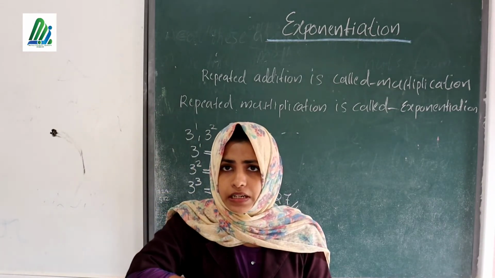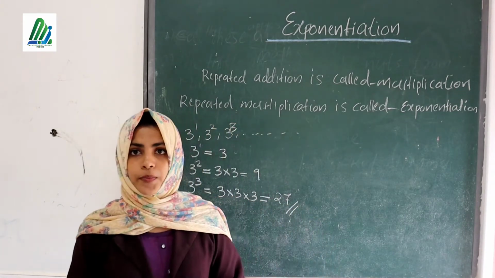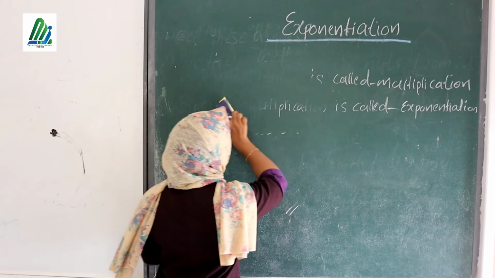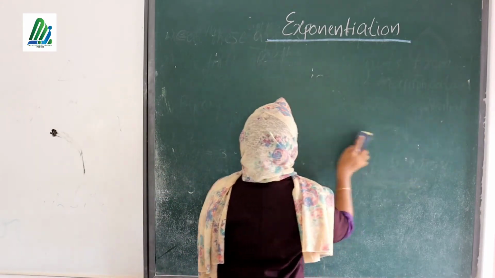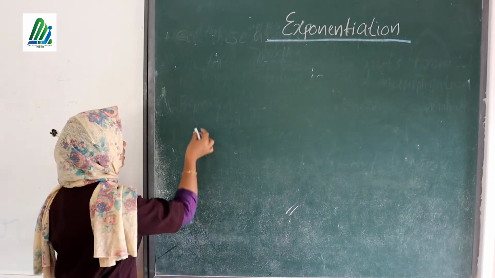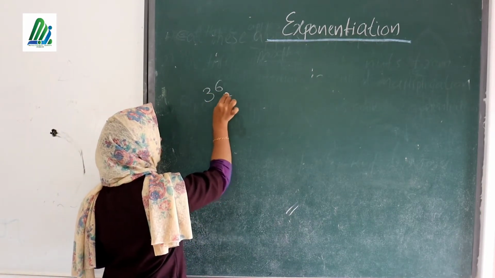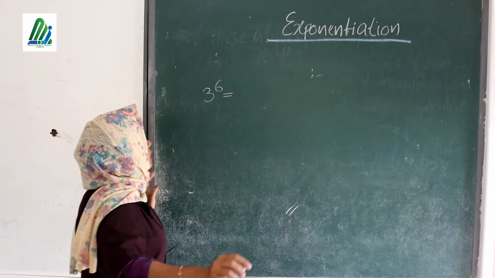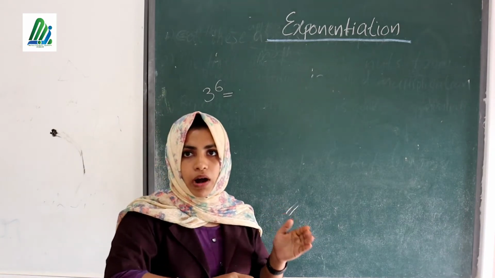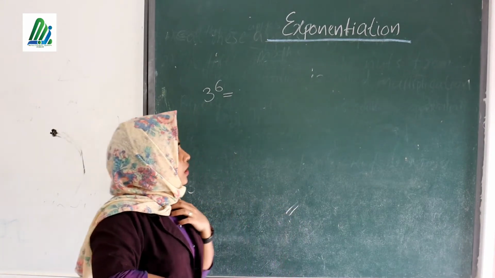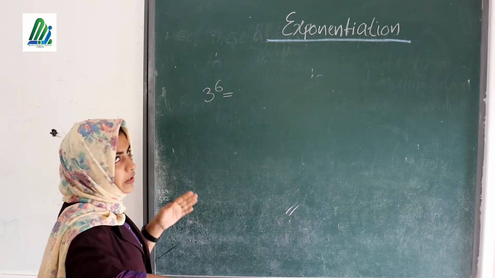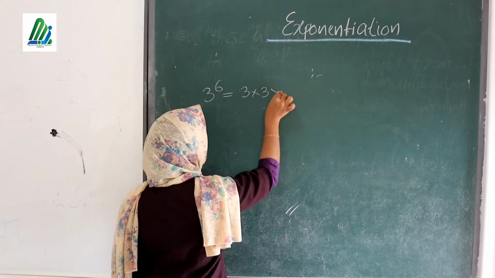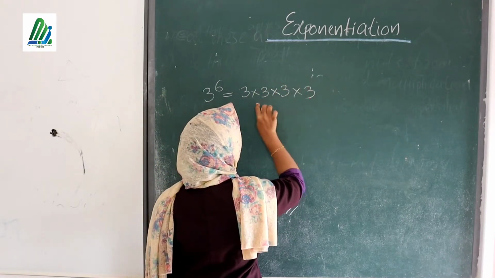How can we compute the power 3 raised to 6? Instead of computing the powers one after another as above, we just multiply one by one. 3 raised to 6 means multiply 3 by 6 times.